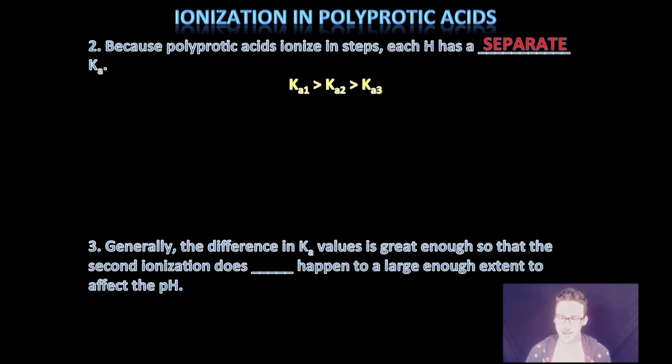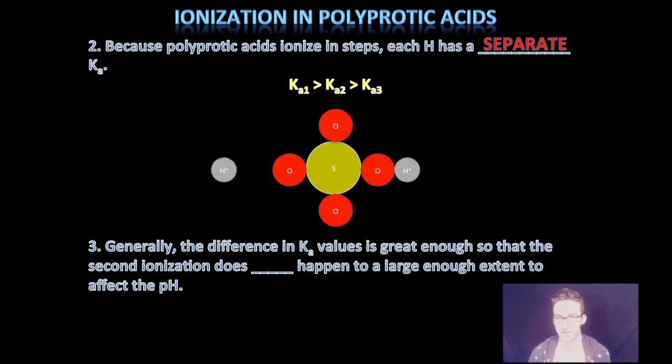In other words, that first hydrogen ion is very easily lost. However, the subsequent hydrogen ions are not so much. And so as you look at, for example, sulfuric acid, that first proton or that first hydrogen ion is very easily lost. However, that second hydrogen ion, although there will be some dissociation, many times it reverts to the hydrogen sulfate ion that you see on your screen there. And generally speaking, the difference in these Ka values is great enough so that the second ionization does not happen to a large enough extent to affect the pH.